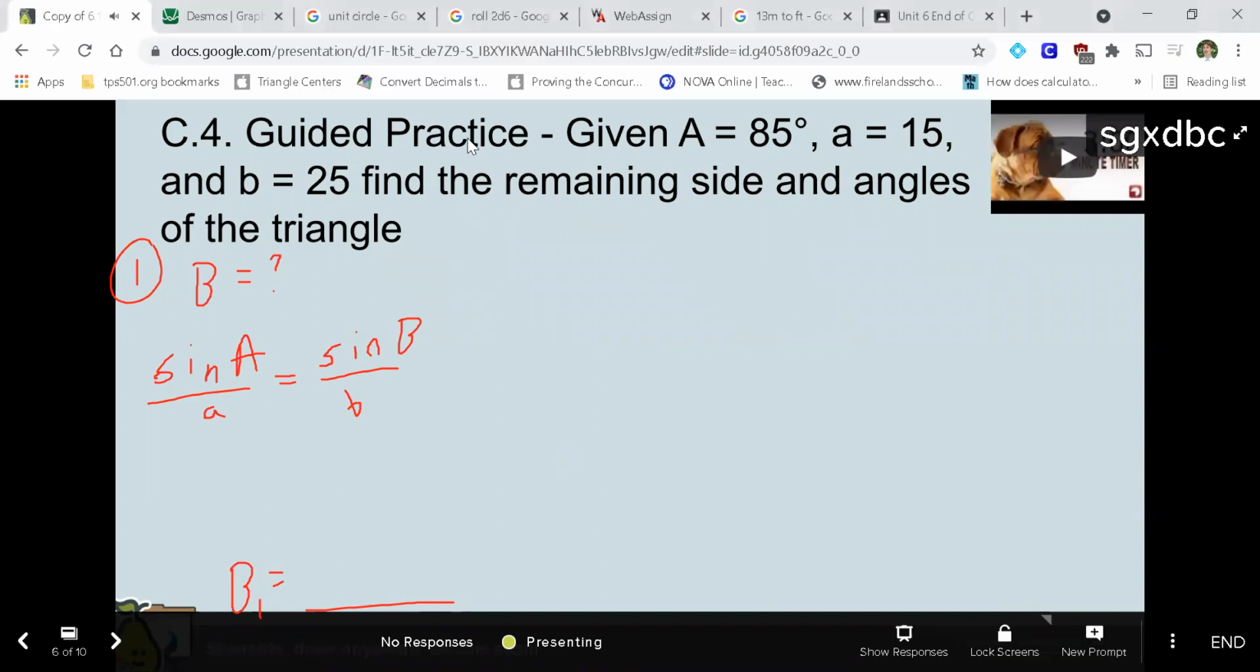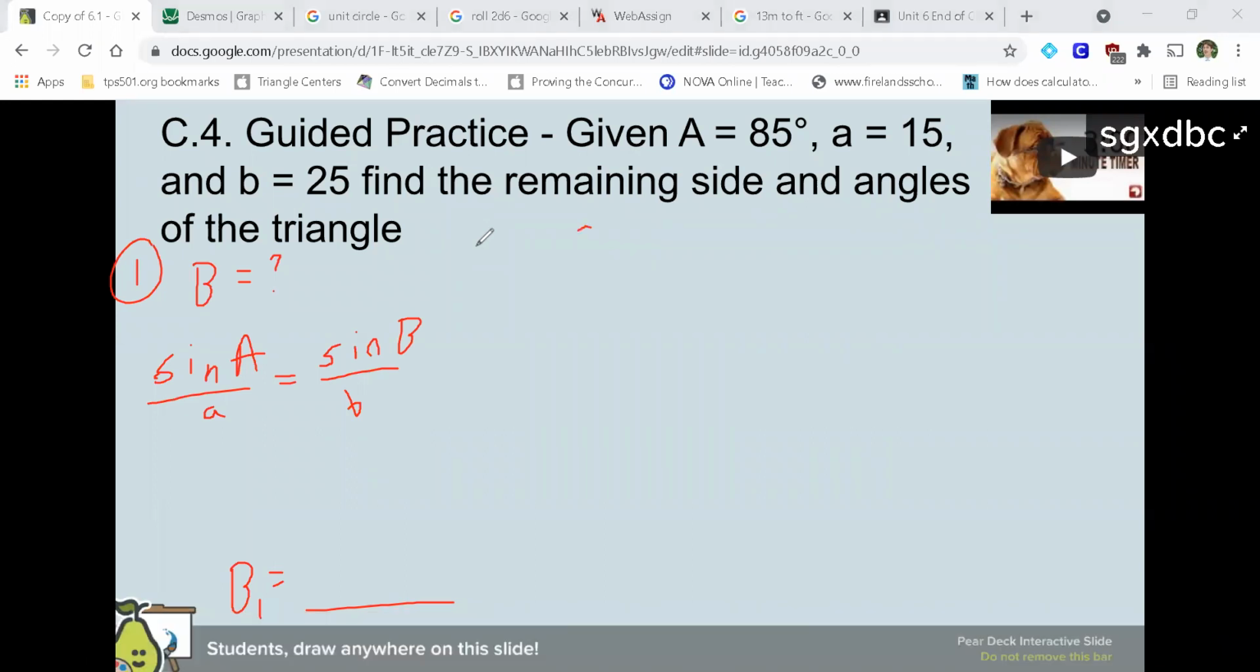All right. If we plug in, we should get the sine of 85 degrees over 15 is equal to the sine of b over 25. To solve this for b, I need 2 steps. First step.